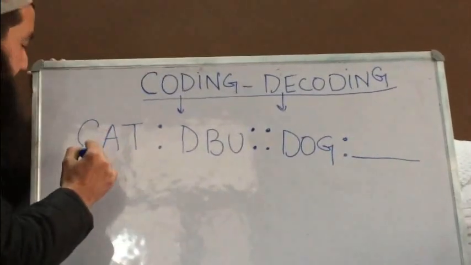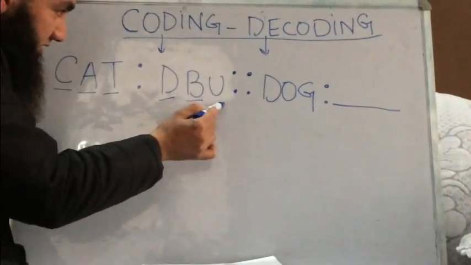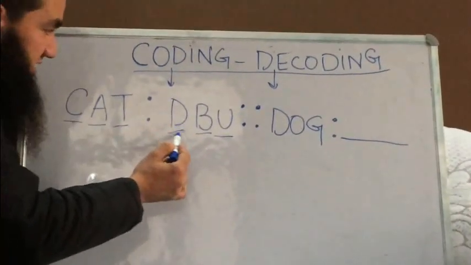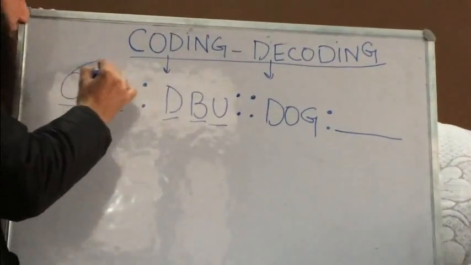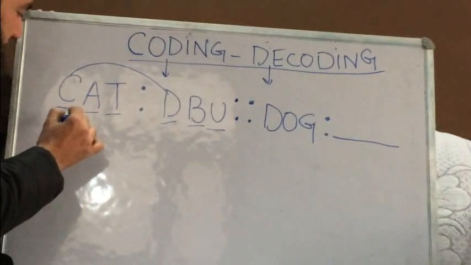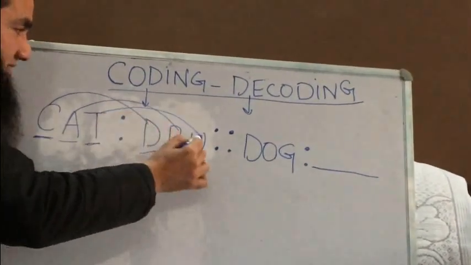This is something very simple. You need to have a view on these three letters. So CAT, DBU. You should be smart and sharp enough to identify the relationship between C and D. The next letter after C is D. The next letter after A is B. The next letter after T is U.